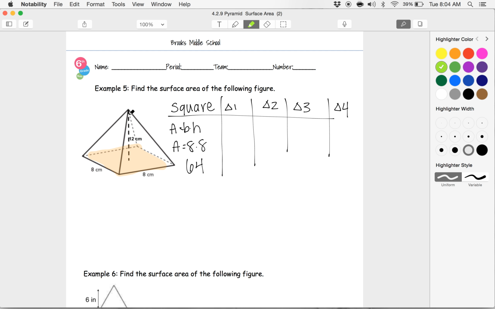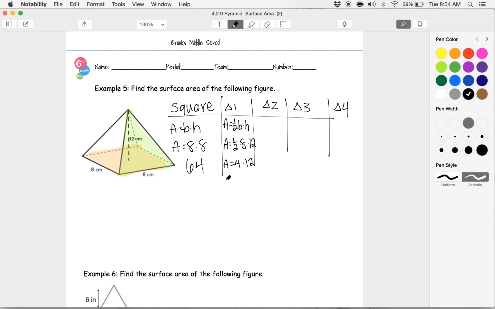Next, do one of these triangles. Okay, for this triangle, area equals 1/2 base times height. Okay, area equals 1/2. My base is 8, my height is 12. Half of 8 gives me 4 times 12. Area is 48. And it's the same for all of them.